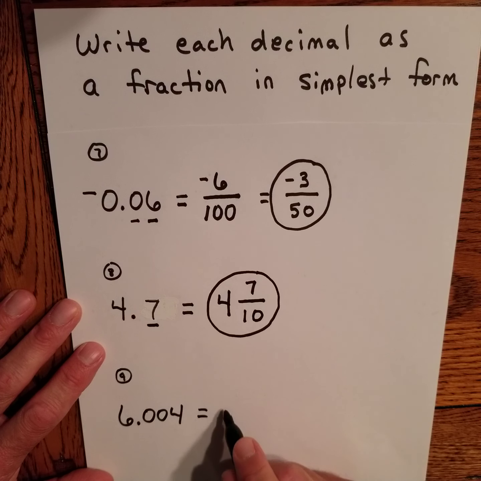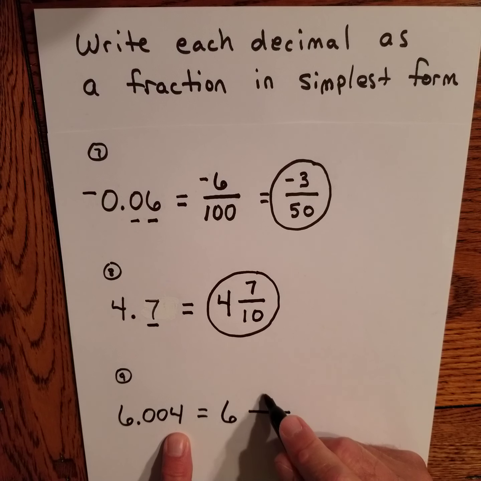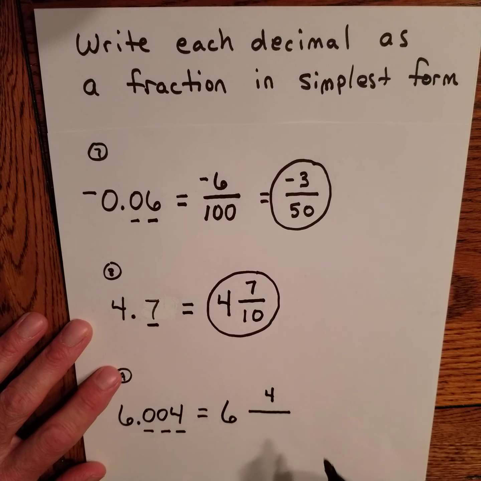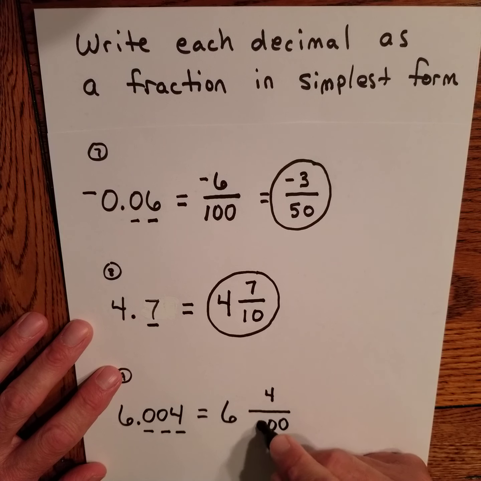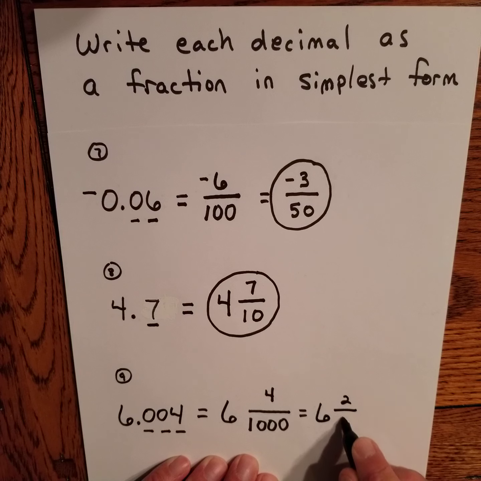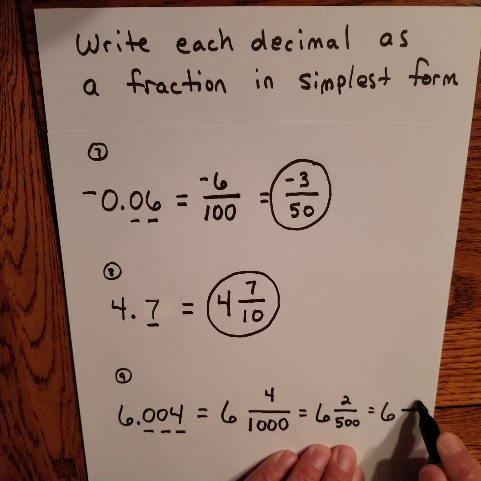Let's do number 9 the same way. Copy the 6. Put the 4 in the numerator. But now count the place values to the right of the decimal point. There are 3. 6.004 is the same as 6 and 4/1000ths. Now reduce. I'll divide by 2 and divide by 2. That's going to reduce again. Divide by 2 and divide by 2. There's my best answer for number 9.